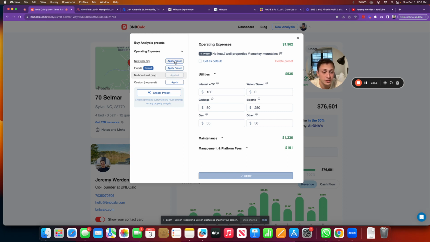And like New York City, for example, if I'm doing medium term arbitrage in New York, that might be another one. So yeah, you guys are welcome to create your own presets and save yourself some time. And happy hunting, and hope you guys find some winning properties.